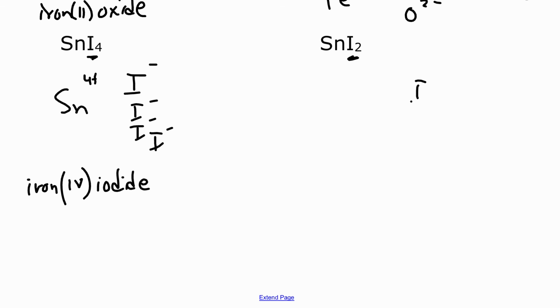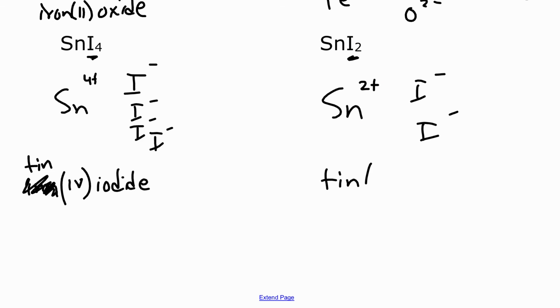Again, iodine's a 1 minus charge, but there's 2 of them. So the tin, in order to balance that 2 minus, there's only 1 of them. It has to have that whole thing to offset the 2 minus charges. Name will be, oh, I called this an iron. I shouldn't have called it iron. Sn is tin. Tin, and then its charge is 2, so Roman numeral 2, tin(II) iodide.